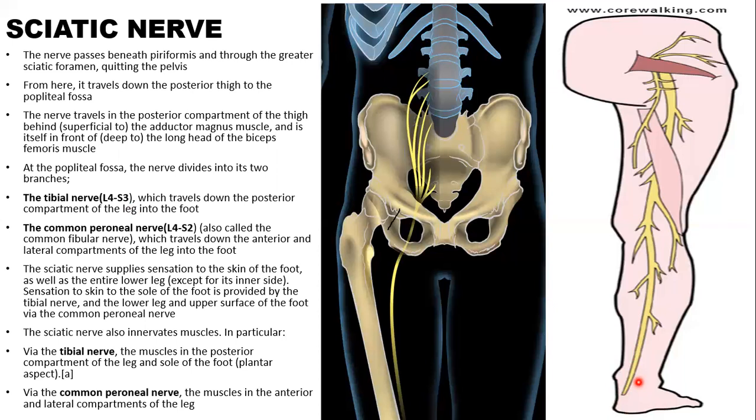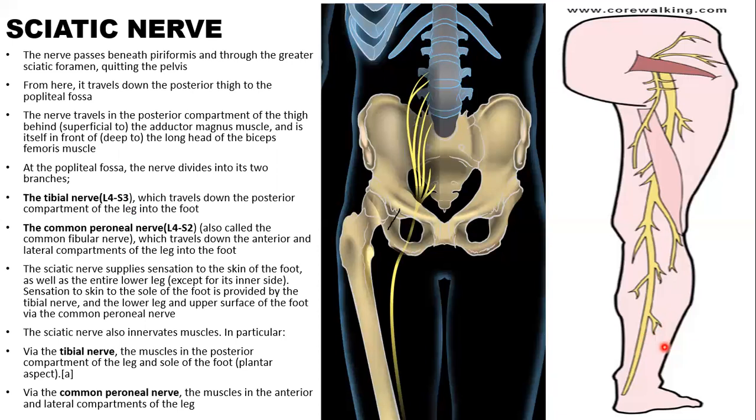So when you look at the sciatic nerve, it carries accessory innervation to the skin of the foot as well as the entire lower leg, except for the inner side, which is innervated basically by the saphenous nerve. Sensation to the skin of the sole of the foot is provided by the tibial nerve, and we'll look at those branches when we do the foot, okay? While the lower leg and the upper surface of the foot is innervated by the common peroneal nerve, okay?